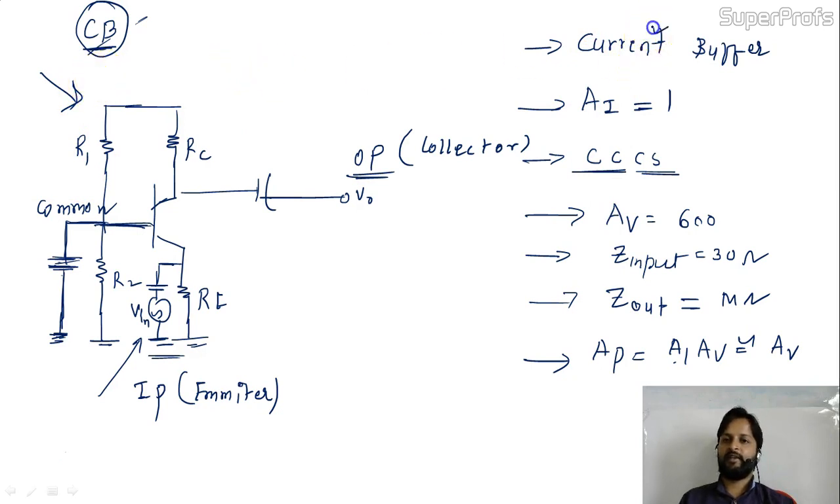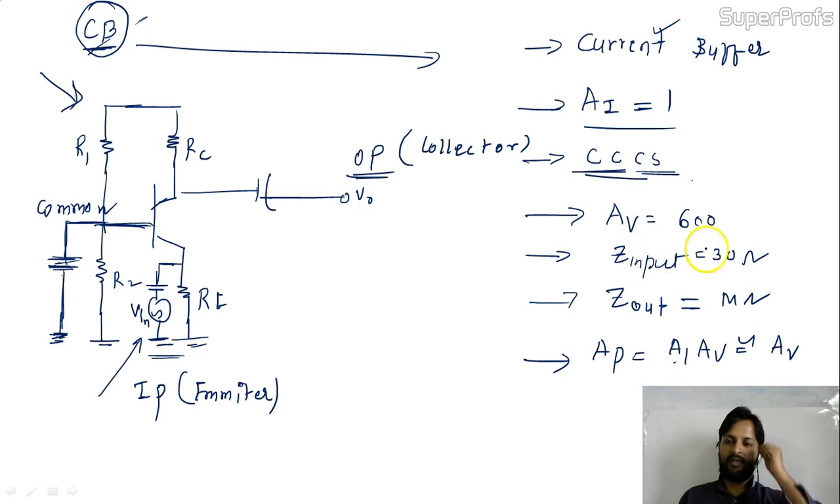Common base is the current buffer, so you can remember by the name only: CB, current buffer. AI is 1. It's a current controlled current source. AV is 600. Z input is 30 ohm. Z output is in mega ohms. AP, the power gain, is AI into AV, nearly equal to AV only. These are the salient features about CB.